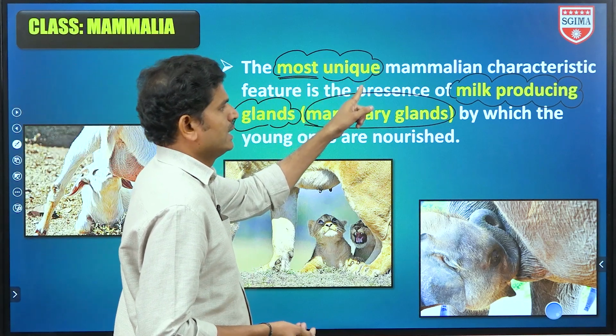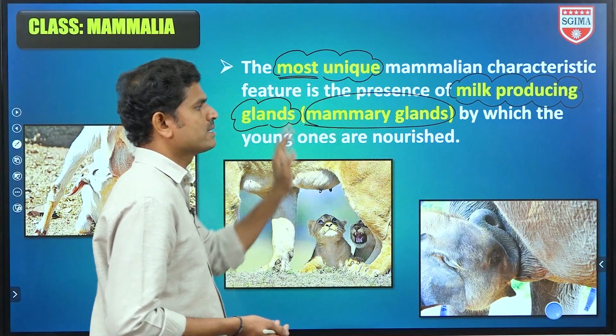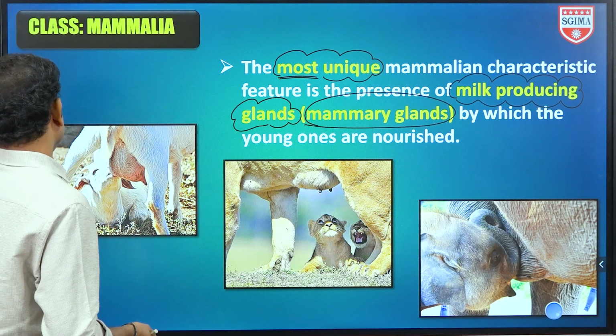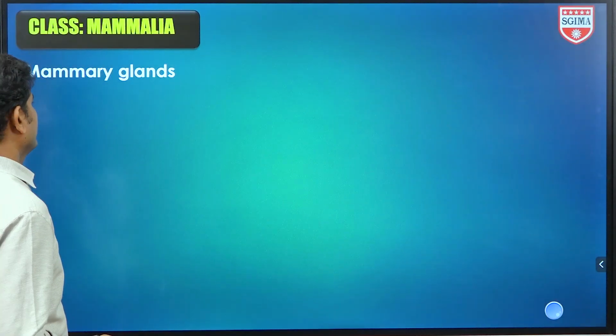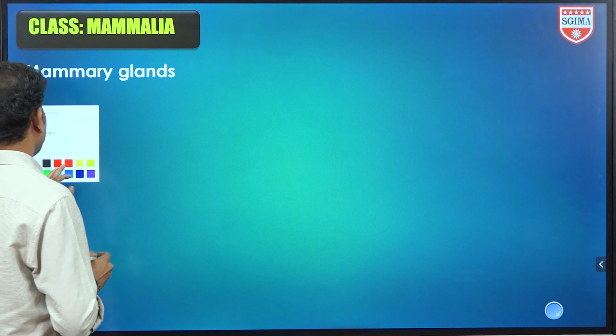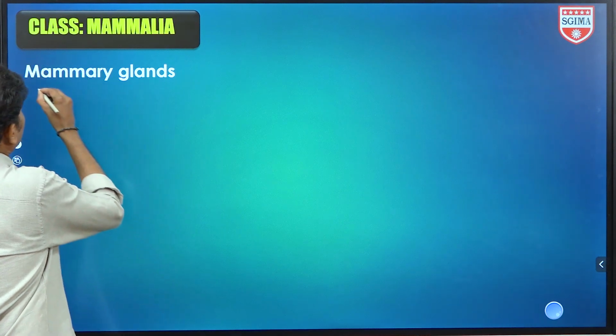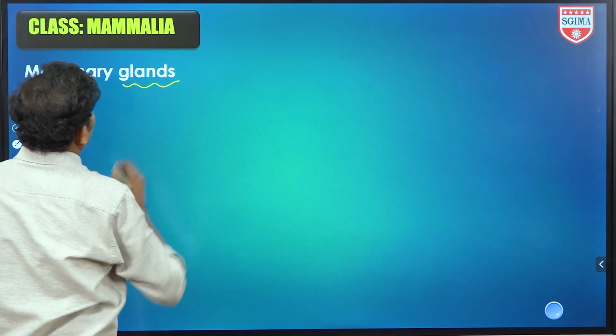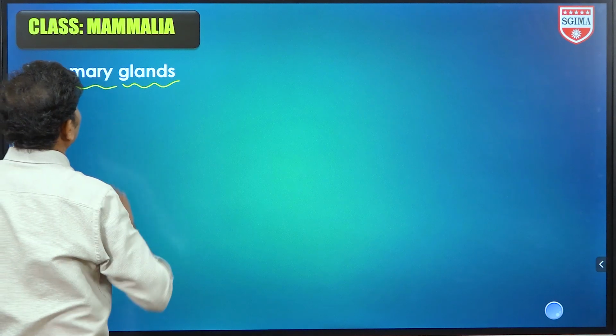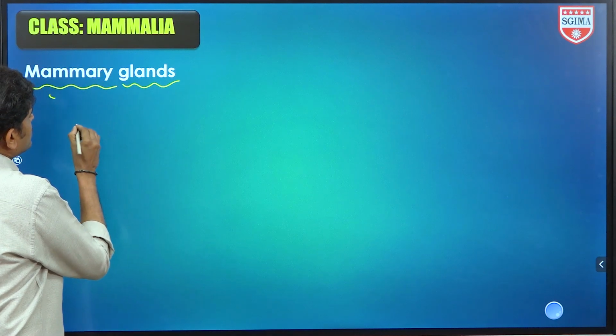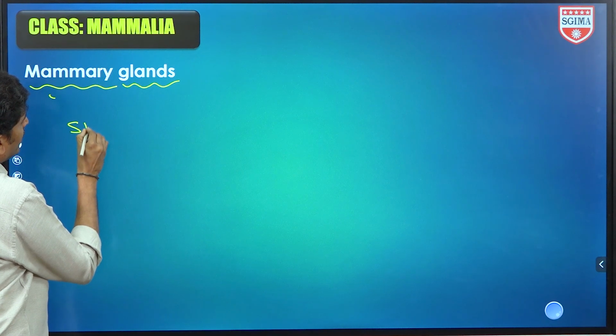The most unique feature of mammals is the presence of mammary glands. What are these mammary glands? Okay, we should know this one. Mammary glands are nothing but modified skin cells only. Our body is completely covered by which one?